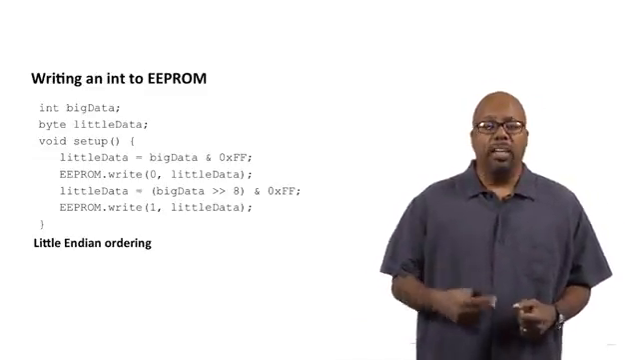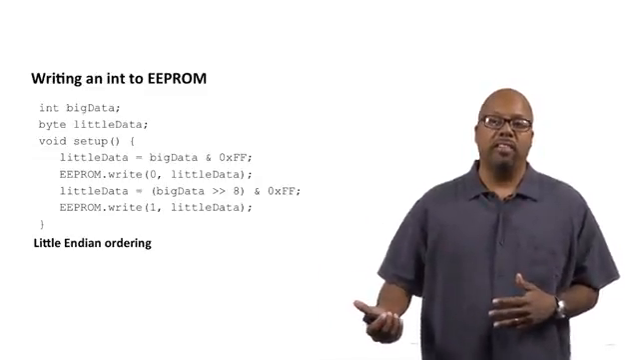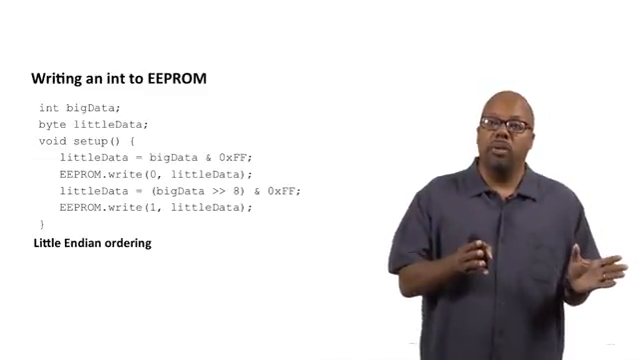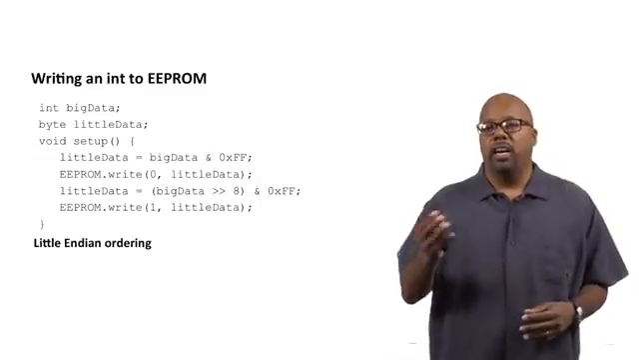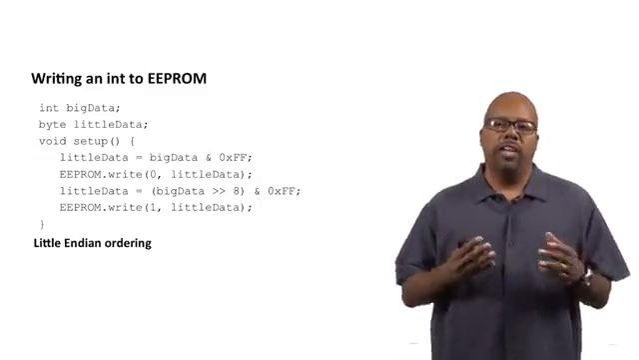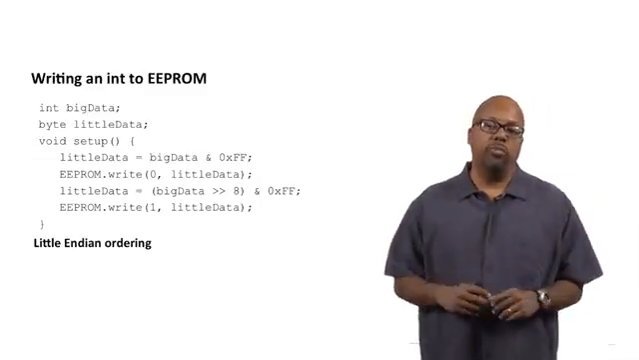Then I say little data equals big data right shifted 8 and then masked. So now little data is equal to what was the most significant byte inside big data. And then we write that, EEPROM write 1, comma little data. So note that we are writing the next byte into the next address, which we have to do, right? Because each address only takes 1 byte.